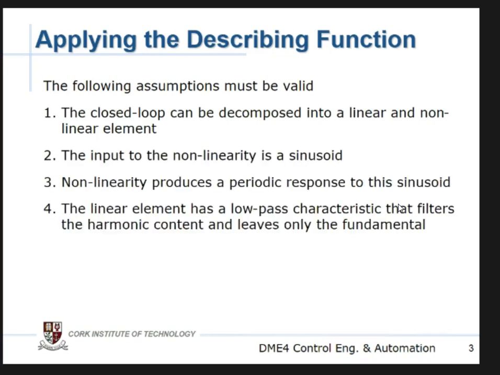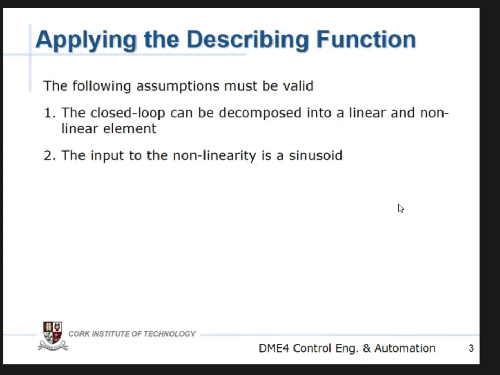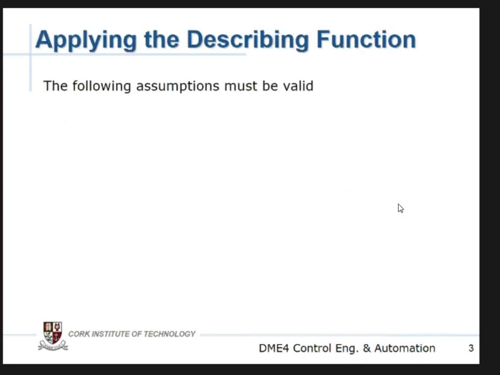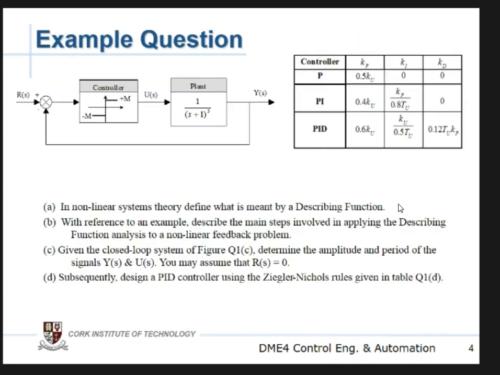We talked about that in order to do this analysis, 4 assumptions must be valid, or we must be able to establish that these 4 conditions apply, so that we have a closed loop system which can be broken down into 2 elements. We have a linear element and a nonlinear element. As I mentioned, the input to the nonlinearity is a sinusoid, the output produces a periodic response, and then the process, this guy here, has a low pass characteristic.